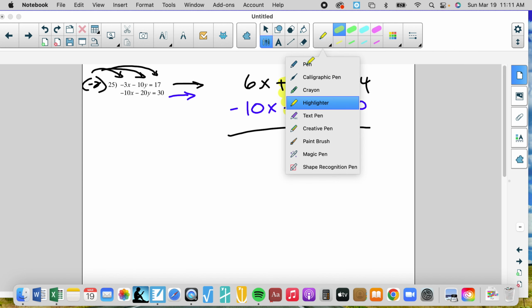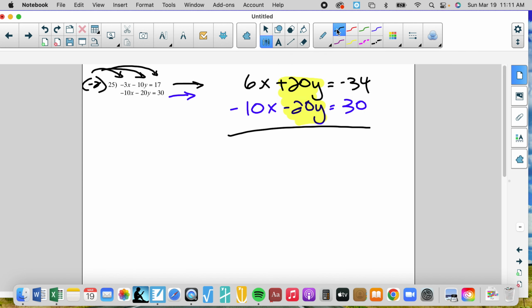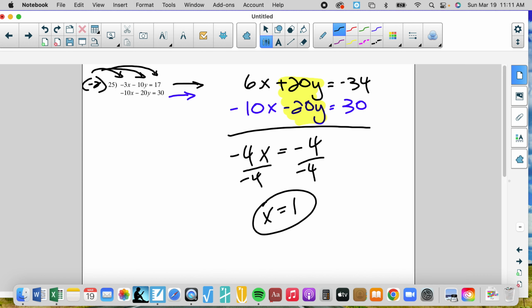So we have 6x, negative 10x is negative 4x. My y's cancel. Negative 34, positive 30 gives me negative 4. Divide both sides by negative 4. X equals 1. Take either one. You can take either the original. You can even take the equivalent equation. We're going to take the bottom one.